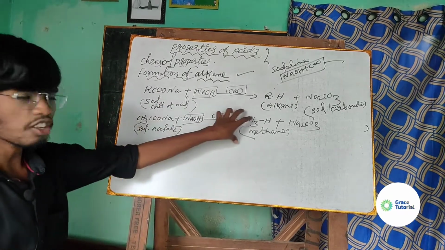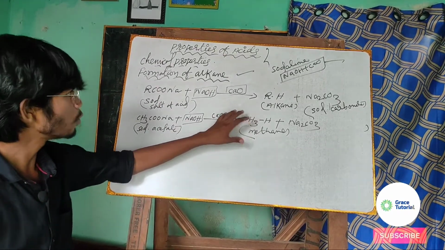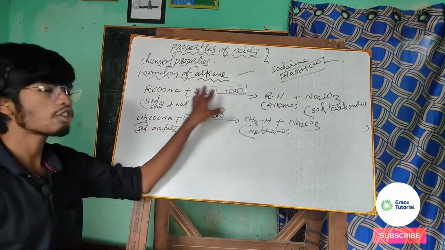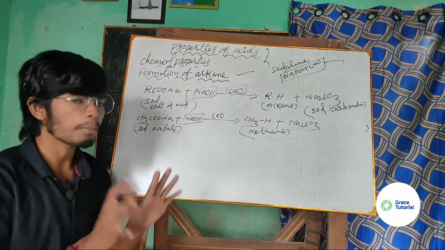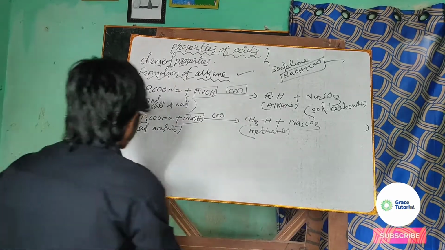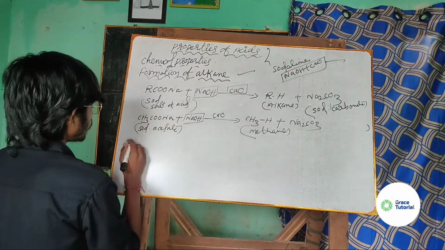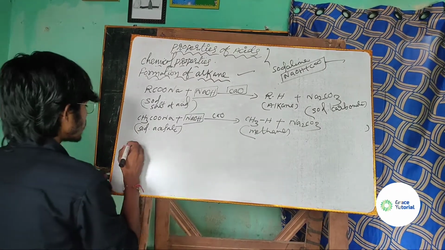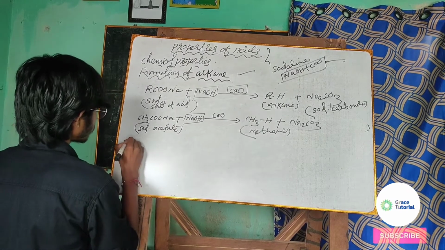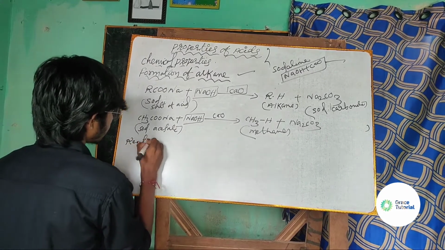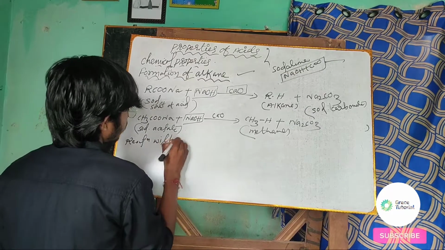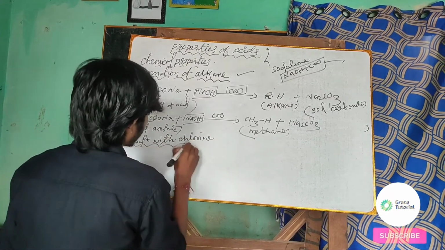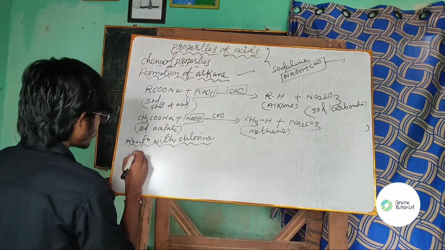So this reaction is very simple to understand, I think, for you. Alkane can be easily prepared when the sodium salt of an acid reacts with soda lime, and the specific example was also given. Now we'll look at the last one. If the acid reacts with chlorine, that means reaction with chlorine, what happens we'll see.